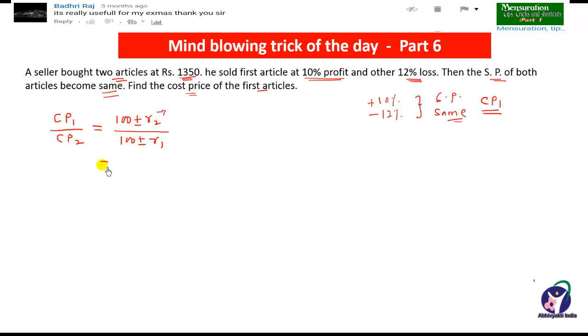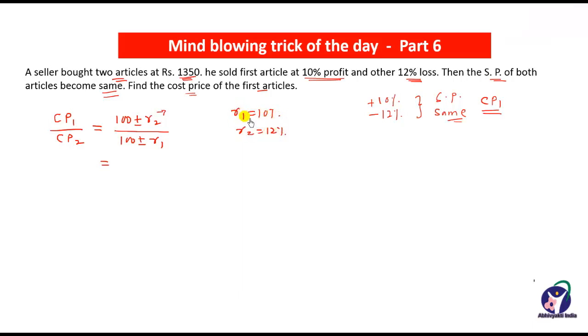So this ratio will be equal to, R1 is 10% and R2 is 12%, the rates of the first and the second article. So it will be 100 minus 12 because here it is a loss, so it will be 88 upon, this is 10% profit so plus 10, so it is 110. If you solve this, you get 4 by 5. So the ratio of the cost price of the first article to that of the second article is 4:5, and so the total parts will be 9 parts.